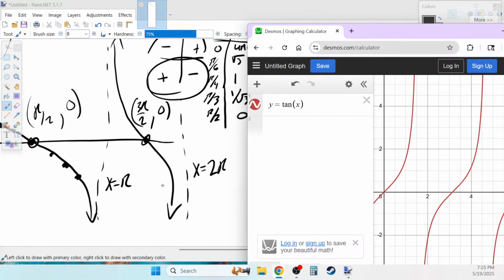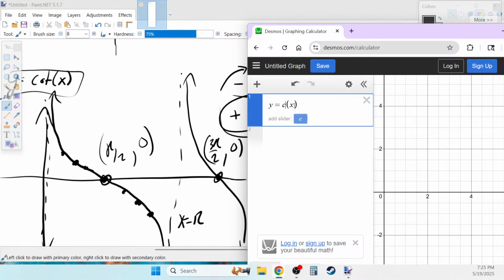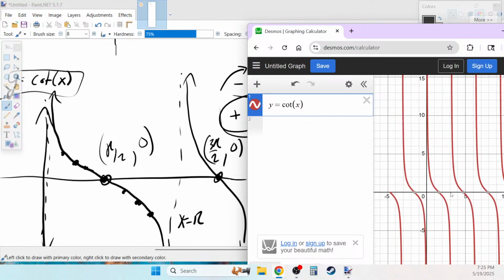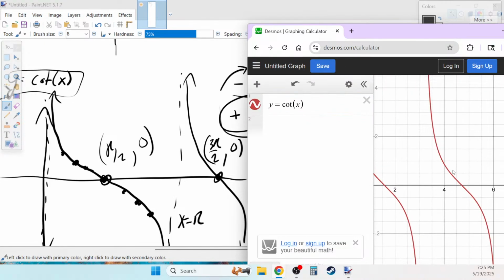Let's try looking at our cotangent graph. Vertical asymptote at 0 and at pi and at 2 pi. When we type in cotangent, sure enough, we have an asymptote at 0, an asymptote that's in here, about here, a little more than 3. That's at pi. We have our next root at about 5.5.